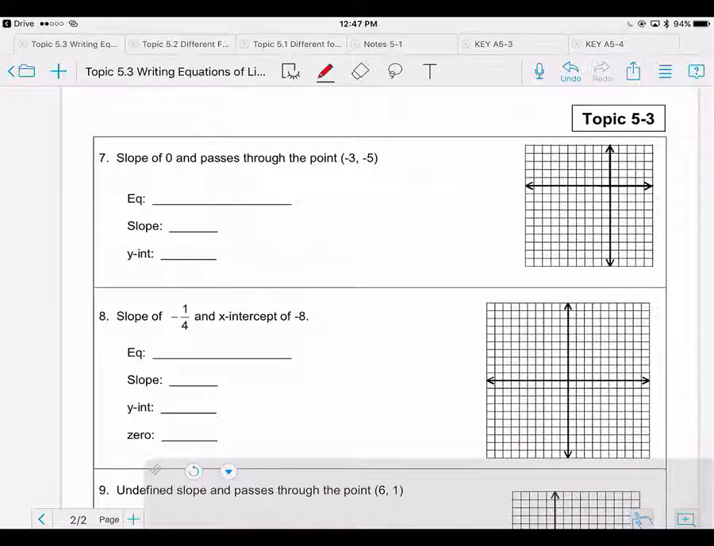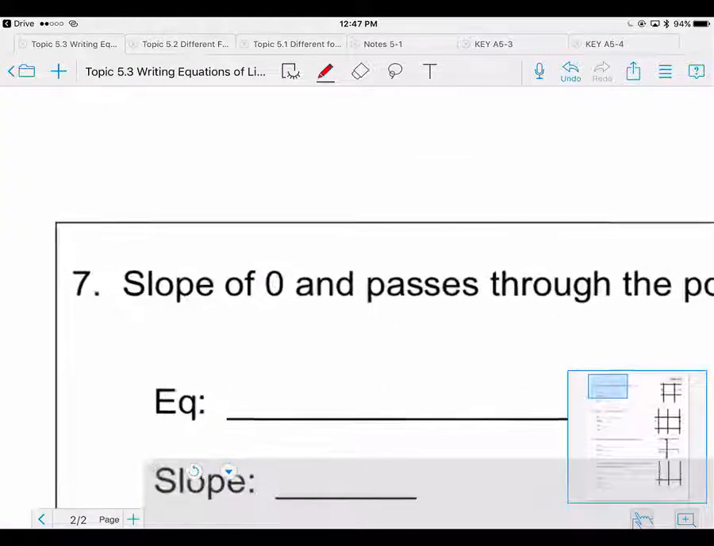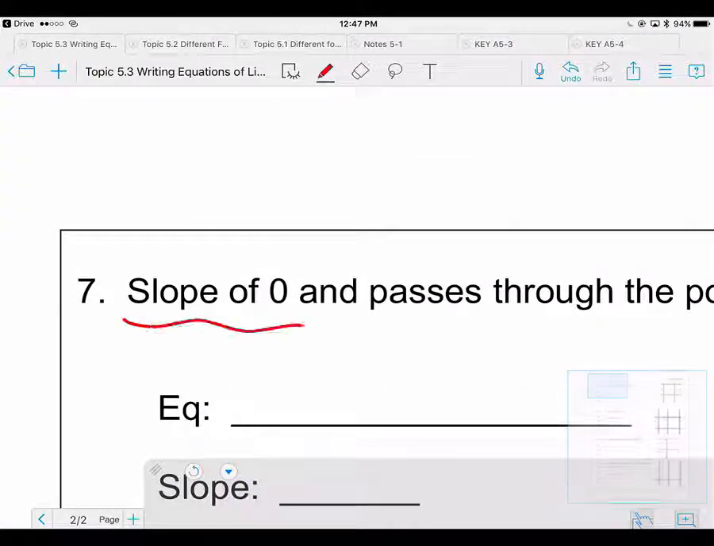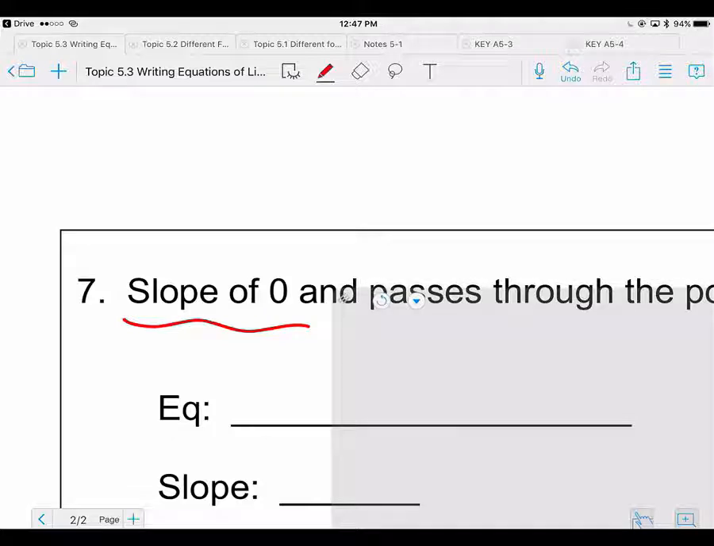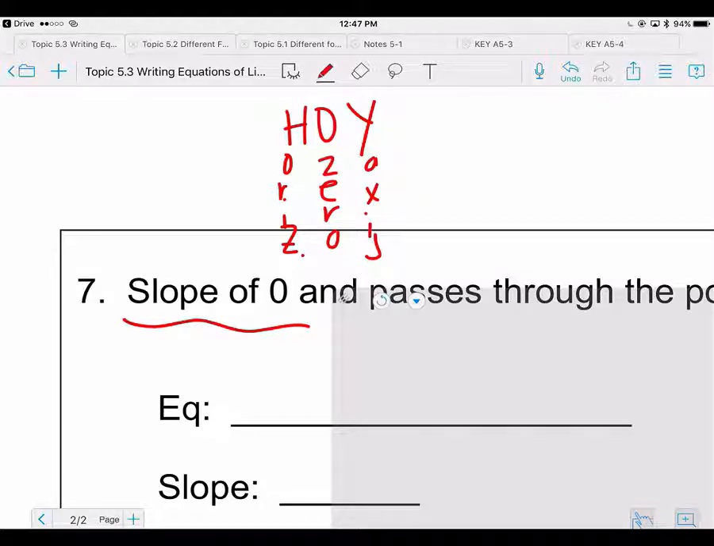Problem 7 says a slope of 0 and passes through the point -3, -5. A slope of 0 is a special case. A slope of 0 would mean it is a horizontal line because it has a slope of 0. Horizontal means that it is going to be a horizontal line and go through the y-axis. So this is, again, a special case.